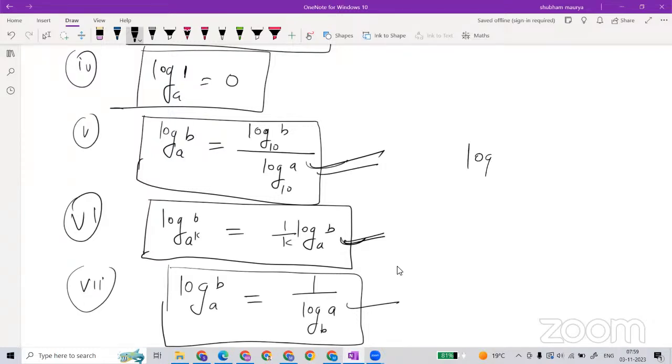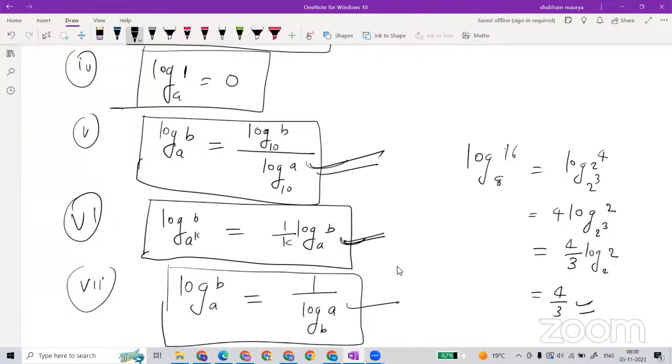Suppose the value asked is log of 16 with base 8. So everything you can change to base 2. This could be written as log 2 to the power 4, and this is 2 to the power 3. And one by one you can do it. This is 4 times log of 2 with base 2 to the power 3. And in the next step, 4, and this 3 will go here, and this is log 2 base 2. And finally, we got the value 4 by 3. So log of 16 with base 8 is this one.